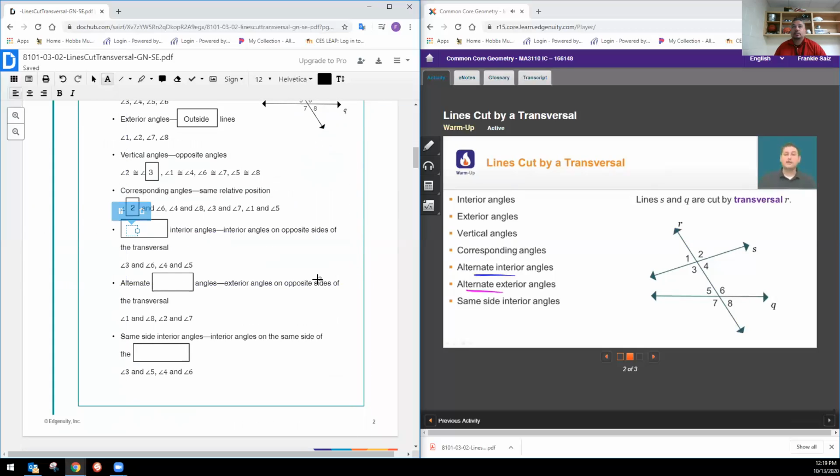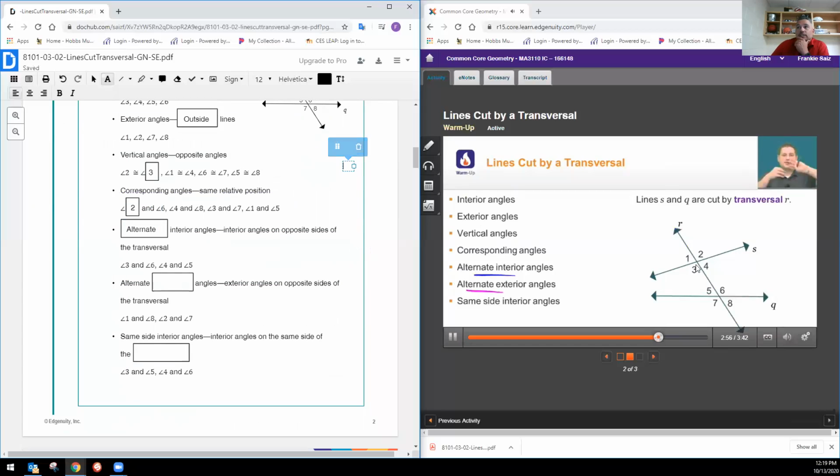Now, your alternate interior, well, we know they're interior angles already because we learned that before, but alternate tells us that they're on opposite or alternate sides of the transversal, as well as in different groupings. So we see angles 3 and 6 would be considered alternate interior angles. As well as angles 4 and 5. Those are alternate interior.